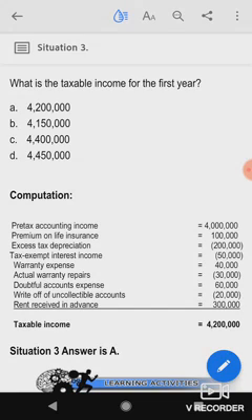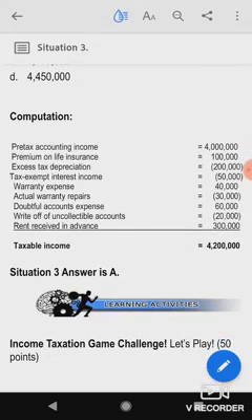What is tax exempted or deducted from the calculation of taxable income? We have excess tax depreciation of 200,000. We have tax exempt interest income of 50,000. We have actual warranty repairs of 30,000, and written off uncollectible accounts of 20,000, which will be deducted because they are not included in the income tax computation. So we come up with 4.2 million as the taxable income.